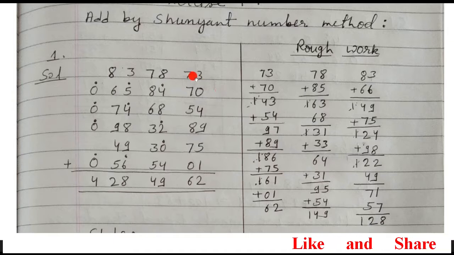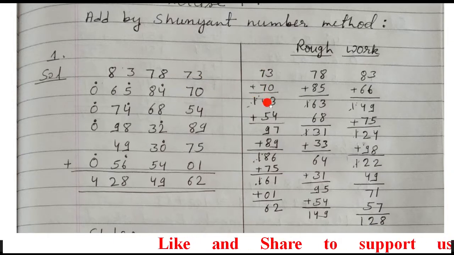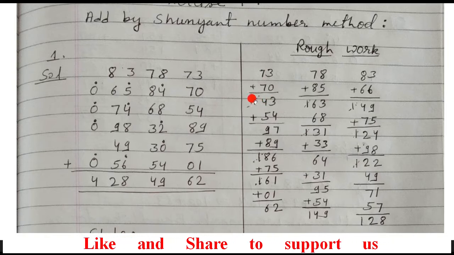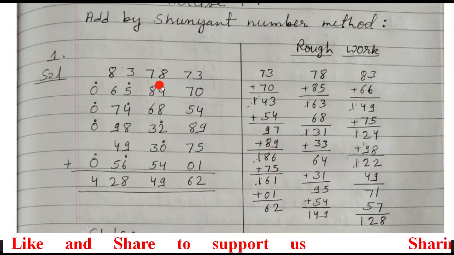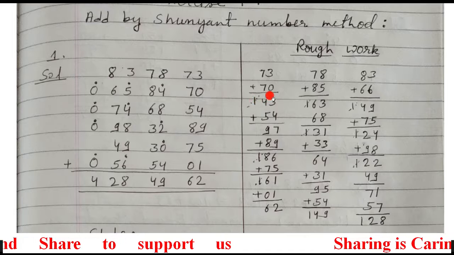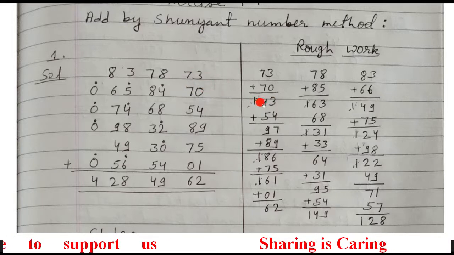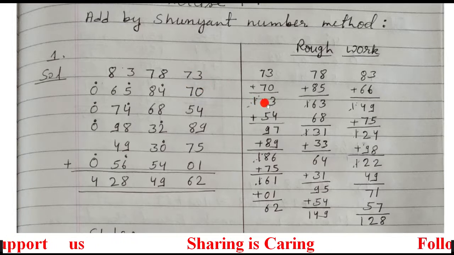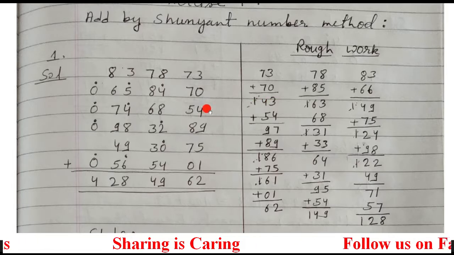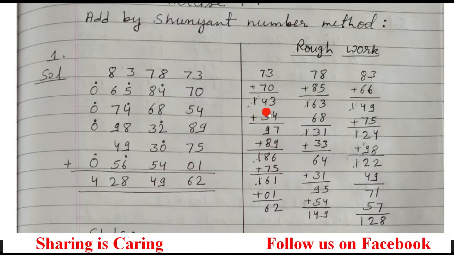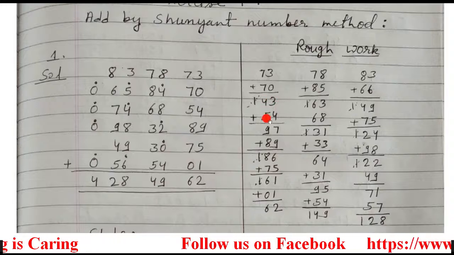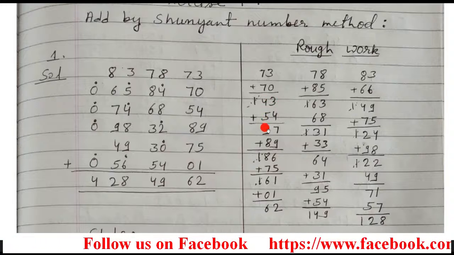Now see students, first we wrote here 73. Then we wrote here 70. We added it, so the answer came 143. This one we put here as Ekadika dot. So now the summation of these two we should assume as only 43. Now I wrote here 54. Now we'll add them. That will give us the answer 97.